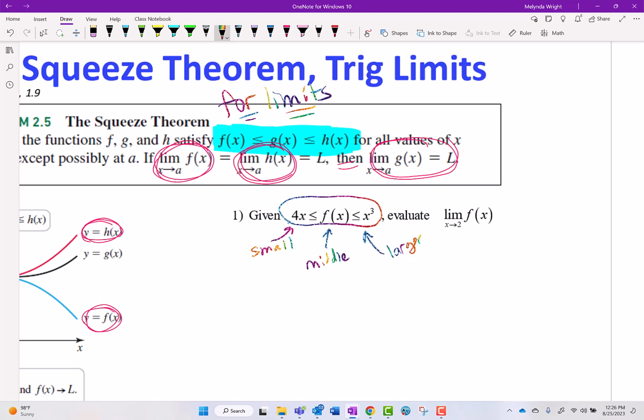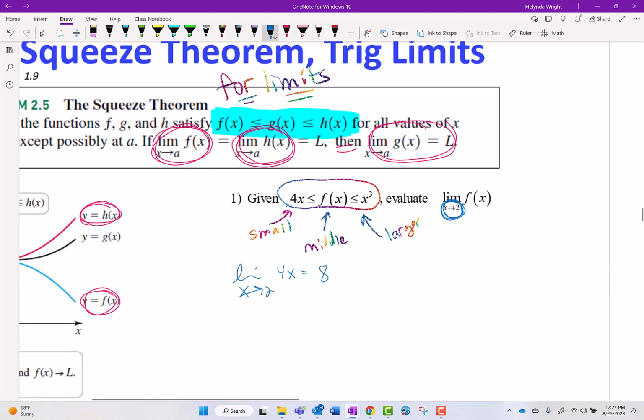What we want to do is take the limit of the small one. So the limit as x goes to 2 of 4x. Let's think back to our limit rules. The first thing we do is substitute the 2 in. 2 times 4 is 8. If we plug it in and get a number, we're done. That's the ideal situation. We know that doesn't happen a lot, but that's the ideal. So for the littlest function, the limit as x goes to 2 is 8.